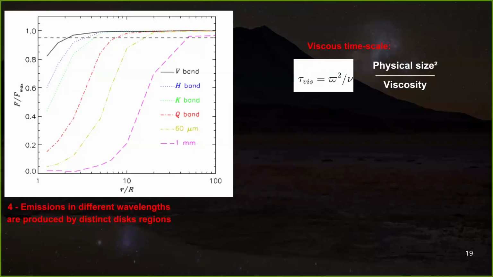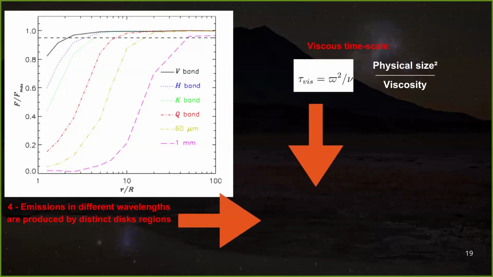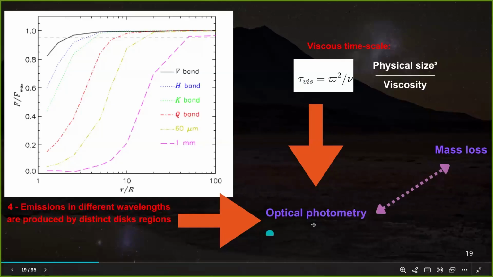So this means that if there is any mass loss change, the first part to respond to it is the very inner size of the disk. Combining those two factors, it allows us to say that we can use optical photometry to track mass loss somehow. So these are the two main factors that allow us to infer this.